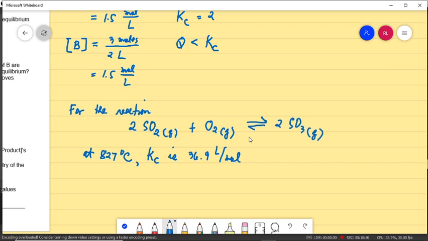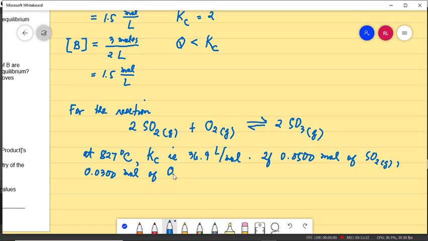liter per mole, and you have 0.0500 mole of sulfur dioxide, and you have 0.0300 mole of oxygen gas, and 0.125 mole of sulfur trioxide in a 1 liter flask.